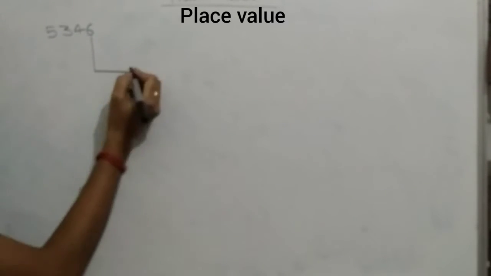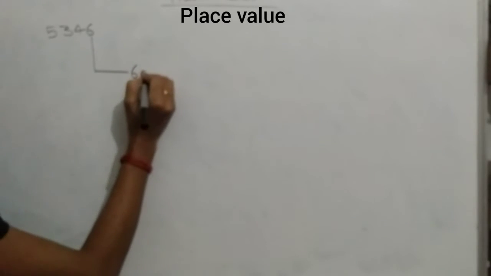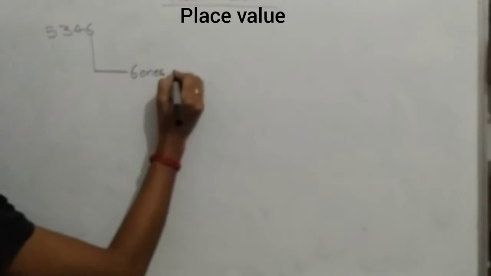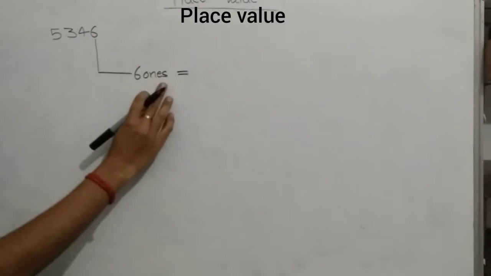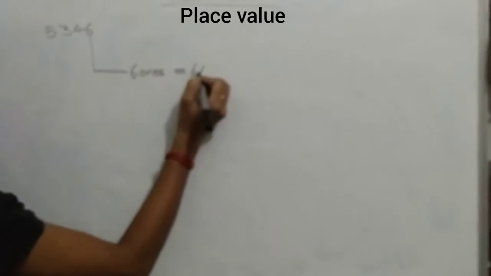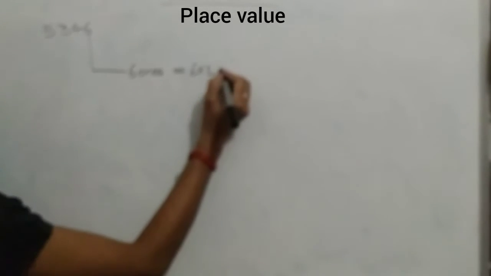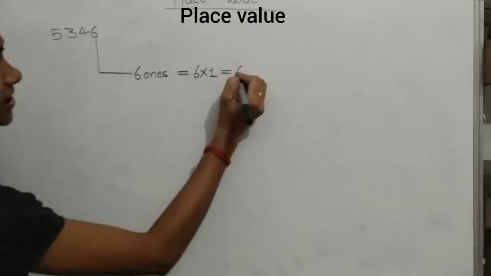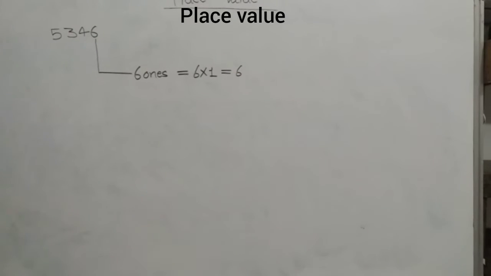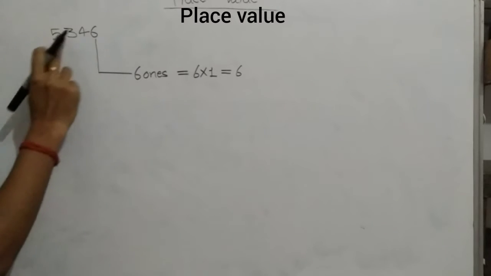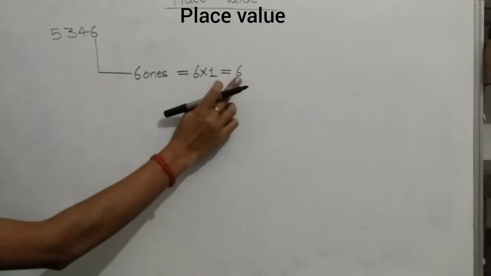ones place. 6 is at ones place and it can be written as 6 multiplied by 1. 6 1 को 6 multiplied by 1 भी लिख सकते हैं and this is equal to 6. So the place value of the digit 6 in this number is equal to 6.